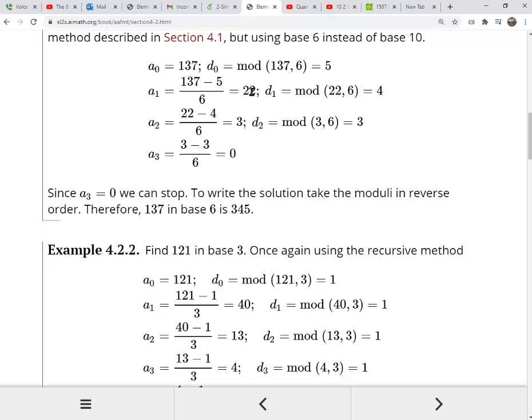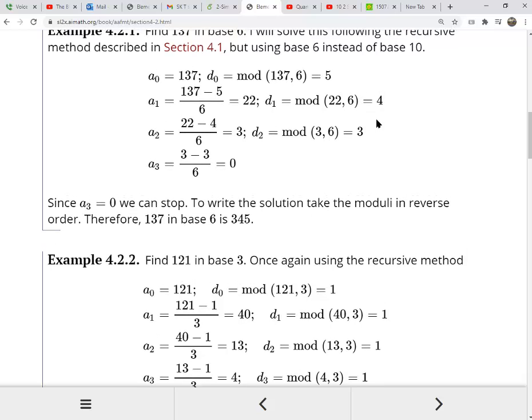Okay, and then to get the next digit, I need to take this number mod 6. So I take the remainder of 22 mod 6, and I get 4. Now I subtract this remainder 4 from my 22. That number has got to be divisible by 6 because 4 is the remainder of 22 mod 6. So I take 22 minus 4, that turns out to be 18, divided by 6, I get 3. Now 3 is already in Z_6, so it's its own remainder. So that means that my number in base 6 is 3, 4, 5, right? 5 times 6 to the 0 plus 4 times 6 to the 1 plus 3 times 6 squared.